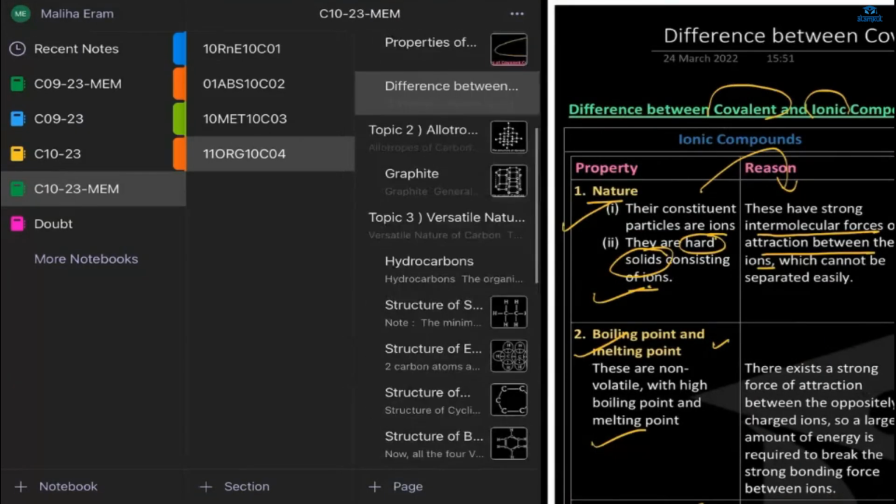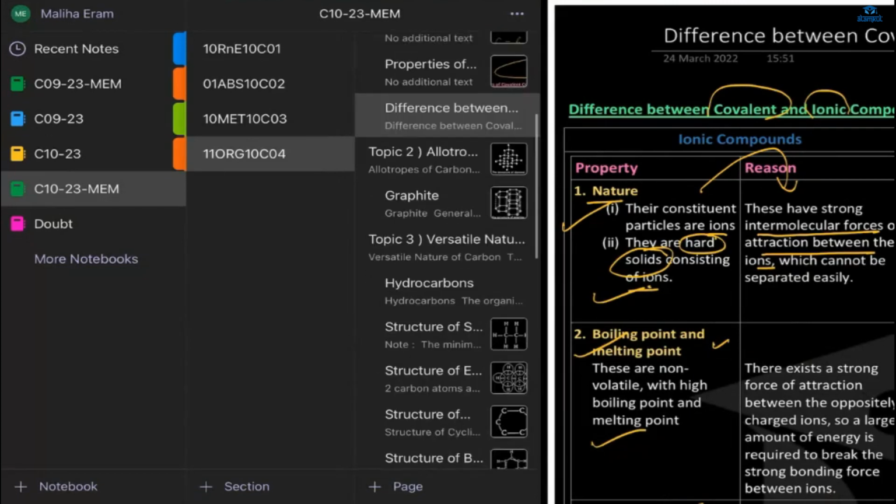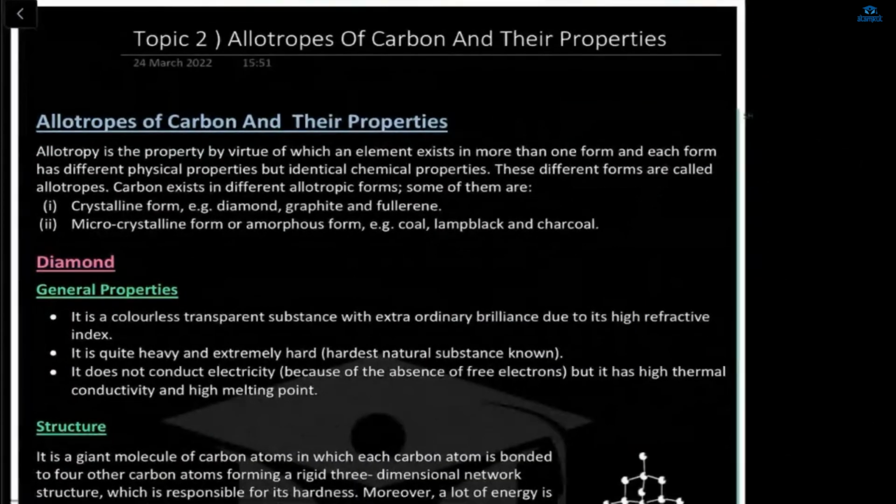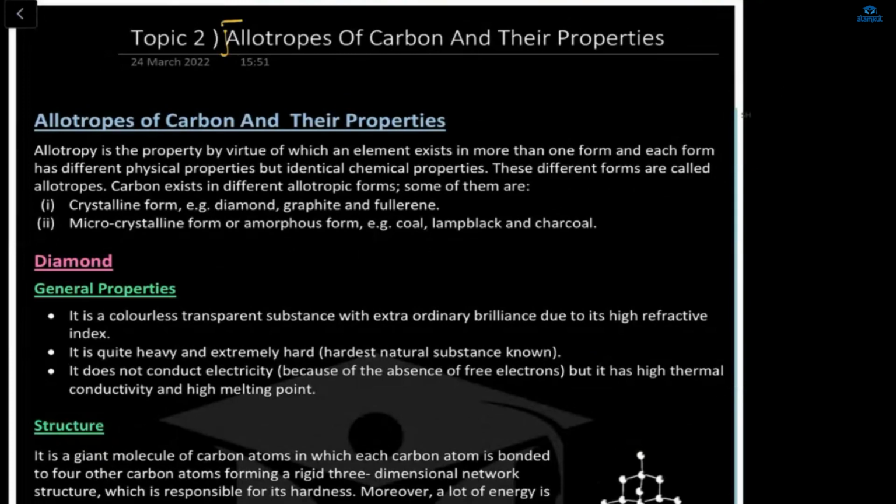Now, next, this is a big chapter. Next, we will talk about the allotropes. Now, you tell me, what is allotropy? Any idea? Think and tell. What are allotropes? No? Okay, so here, what are allotropes?